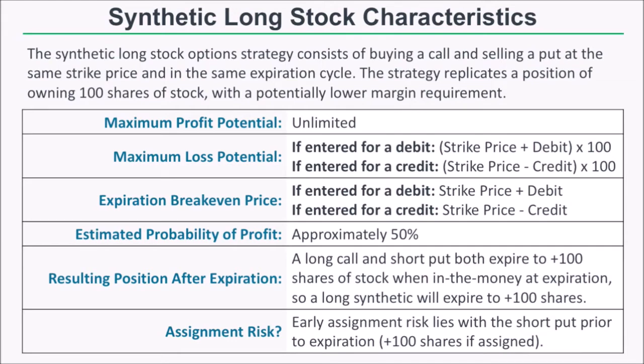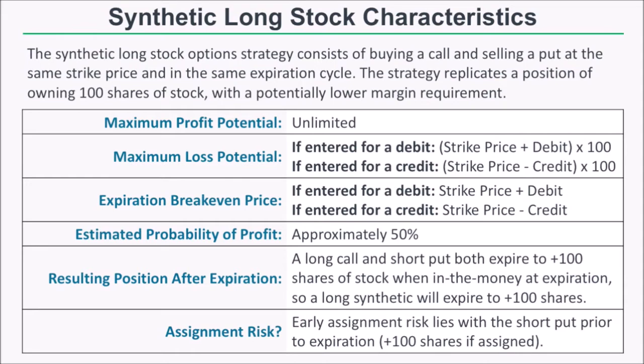Just like a long stock position, a synthetic long stock position has a probability of profit right around 50%. And since a long call and short put both expire to plus 100 shares of stock when they're in the money at expiration, a long synthetic stock position will also expire to 100 shares of stock at expiration, unless the stock expires right at the synthetic stock strike price.